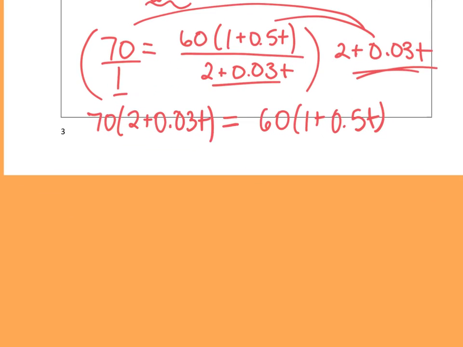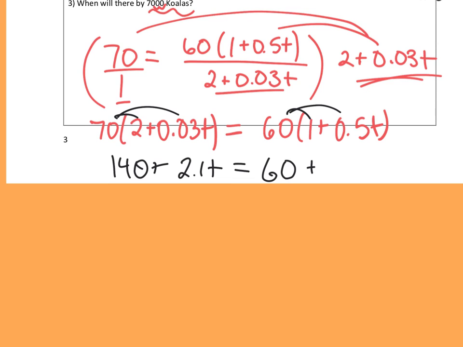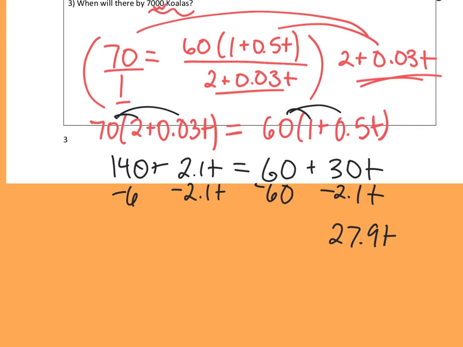And now we solve. So working from left to right, distribute this out. 140 plus 70 times 0.03 is just going to be 2.1t. 60 plus 60 times 1/2 is just going to be 30t. Okay, subtract 2.1t over. 30 minus 2.1 is going to be 27.9t.